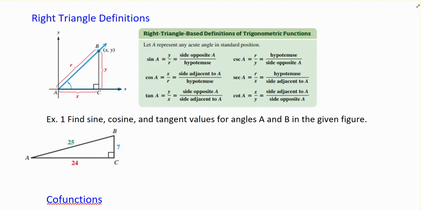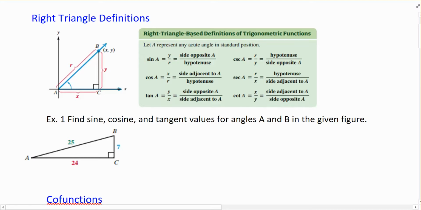So we've talked about the definition of our trig functions based on a point traveling around the coordinate system with a vertex centered at the origin. And that is one way for us to define our trig functions. But there's also another way to define our trig functions, and that's based on simply right triangles.